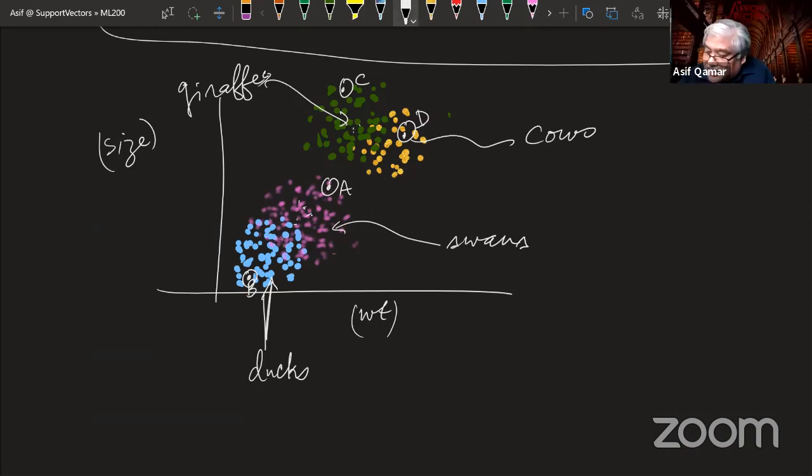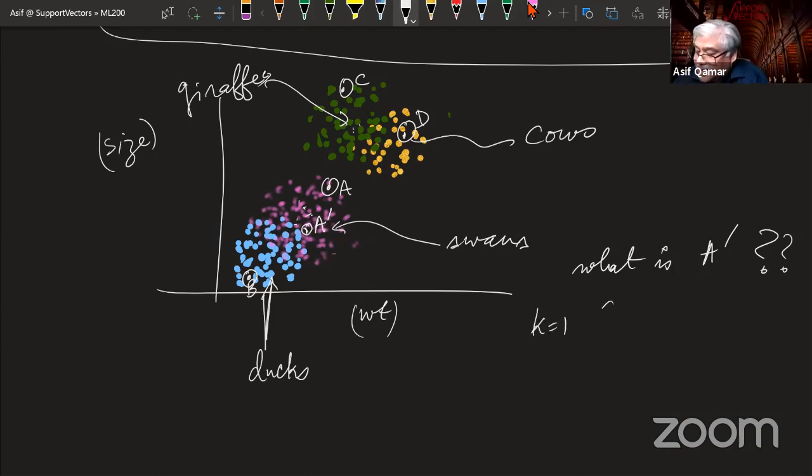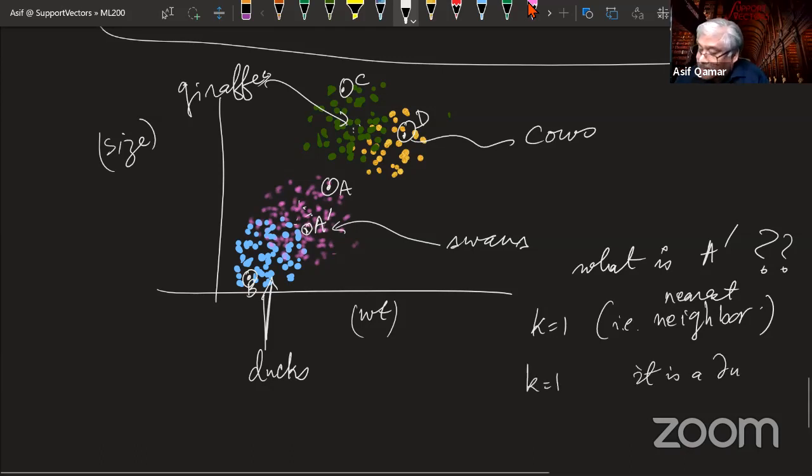So if I take a point, let me make it deliberately very confusing for you. This point, A prime. What is A prime? It's a bit difficult to say. When you take K is equal to 1, the nearest neighbor, so K is the number of neighbors we will use to decide it, then K is equal to 1. It is a duck. But if you take K is equal to, let us say, 5.